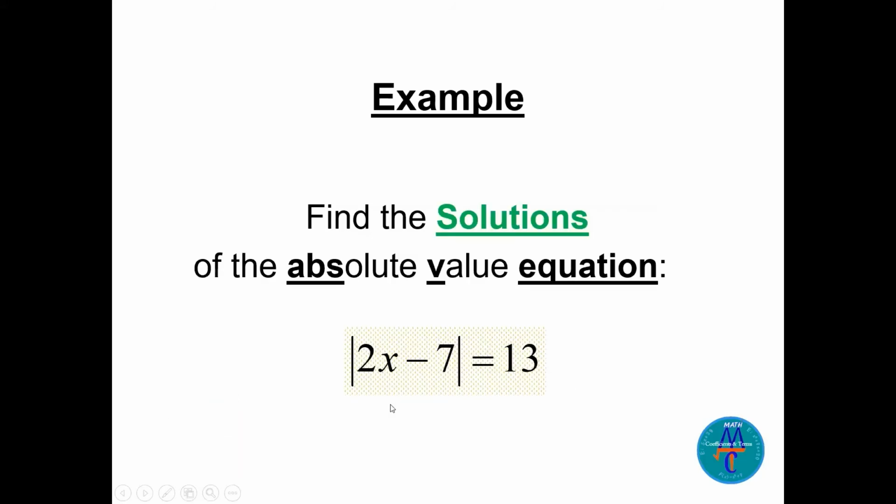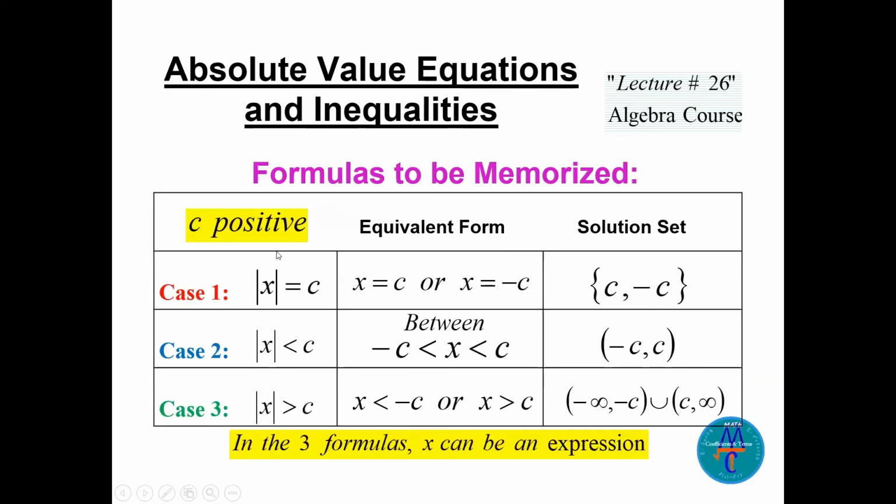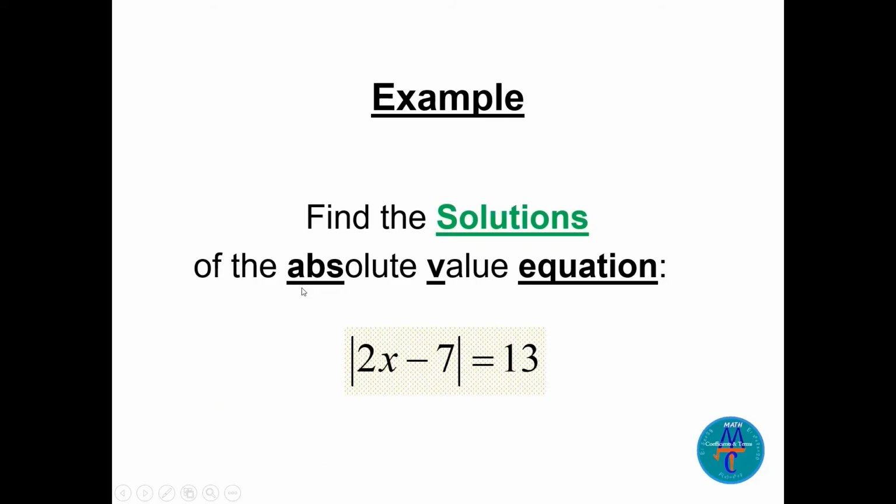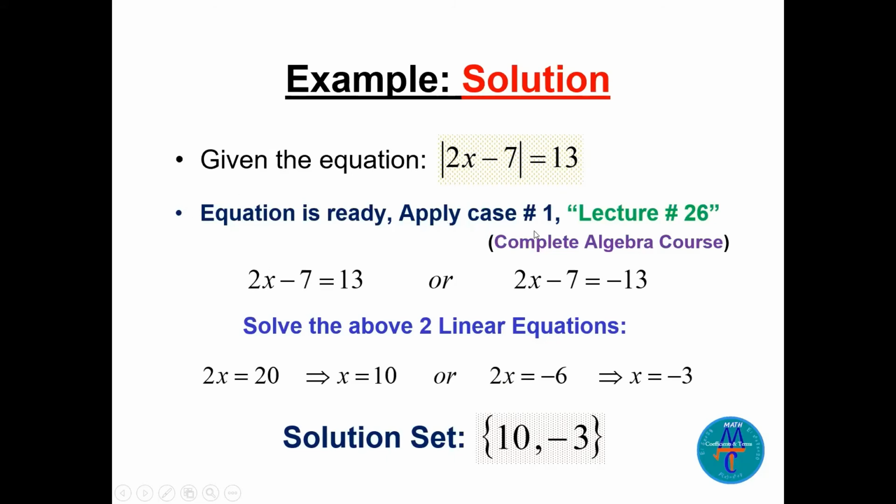Okay, an example here. Find the solutions of the absolute value equation: absolute value of 2x minus 7 is equal to 13. Look, which one is close here? Case 1 or case 2 or case 3? This is case 1 because we have an equation. So we just apply case 1, lecture 26 of the algebra course.